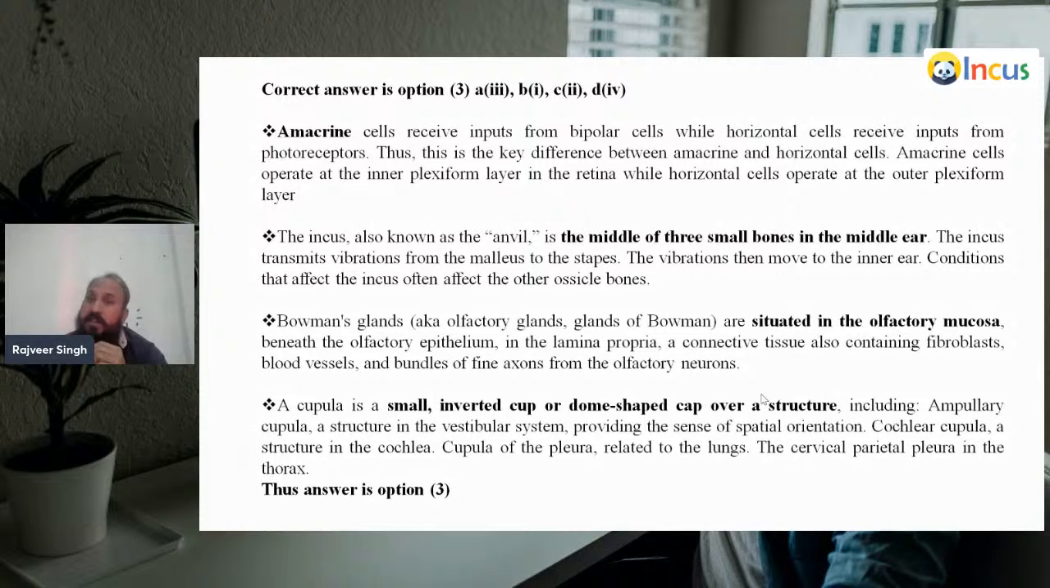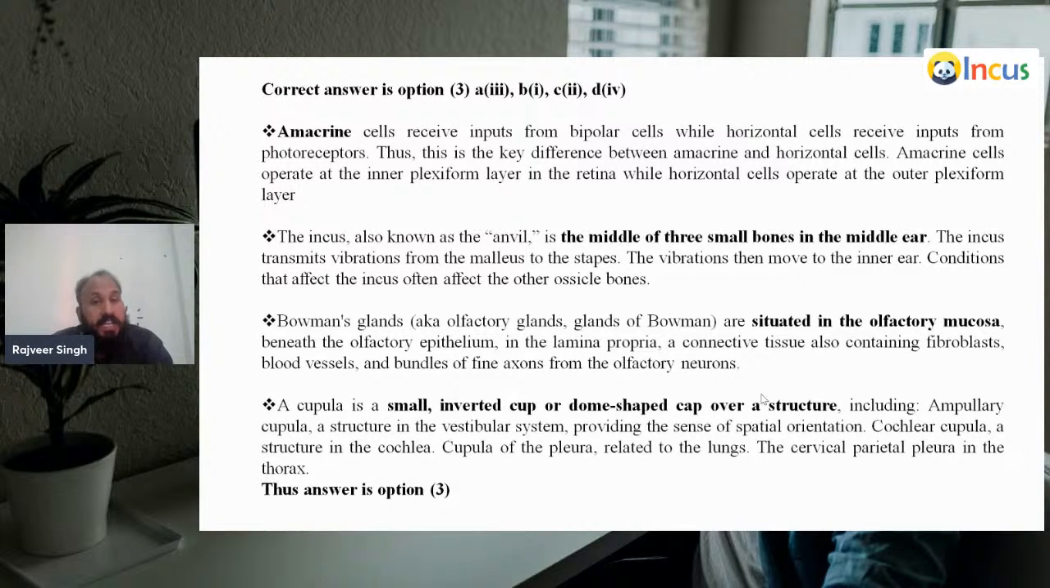Now the second point. If I talk about the incus, it is also known as the anvil, the middle of the three small bones in the middle ear. The incus transmits vibration from the malleus to the stapes. The vibration then moves to the inner ear. Conditions that affect the incus often affect the other ossicle bones.